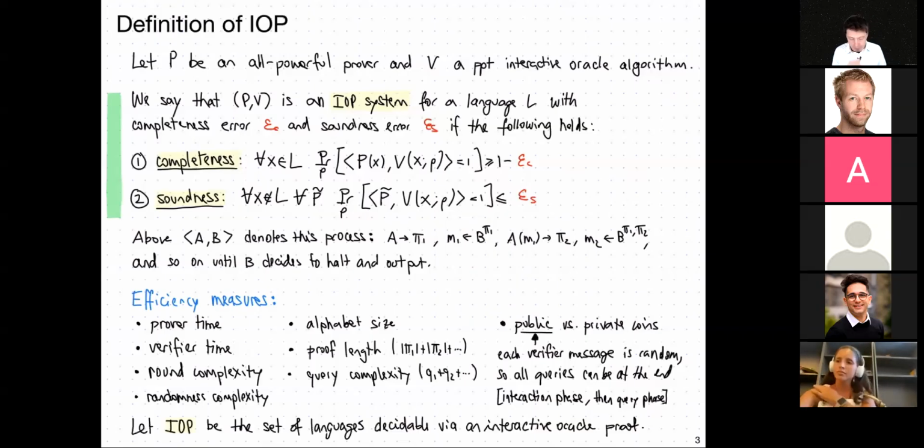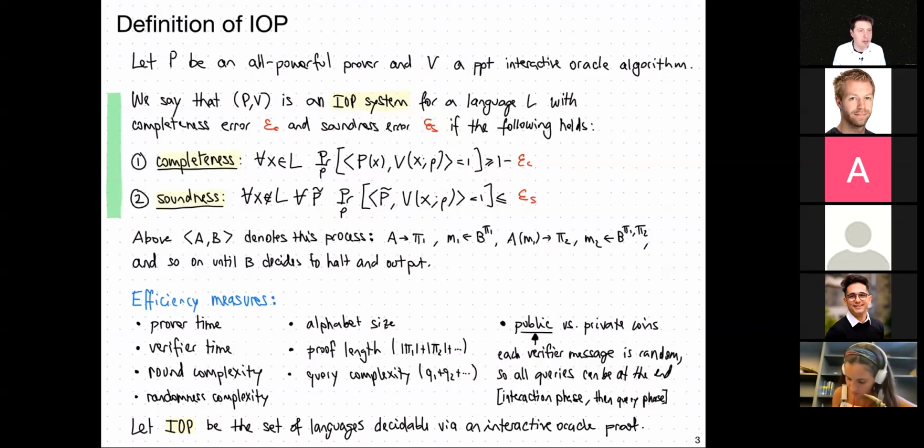And we will use IOP with no additional brackets to be the set of languages decidable via an interactive oracle proof with some parameters, right? And if we want to specify some parameters, we put square brackets and say what the parameters are. But in the most general case, if we say no brackets, just IOP, that's the most general class where the verifier runs in polynomial time, and that's the only restriction. So it can be a polynomial number of rounds, it can use a polynomial amount of queries, a polynomial amount of randomness, and so on and so forth, right?